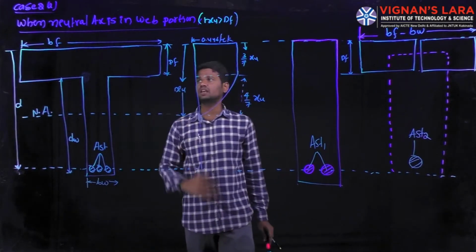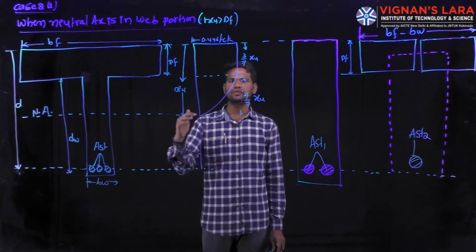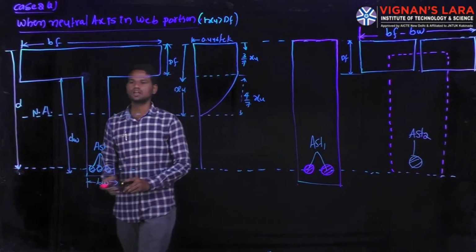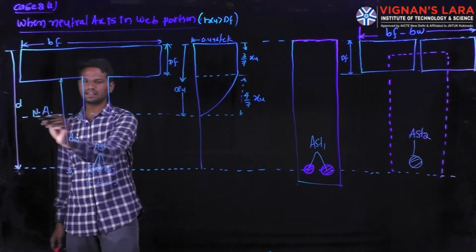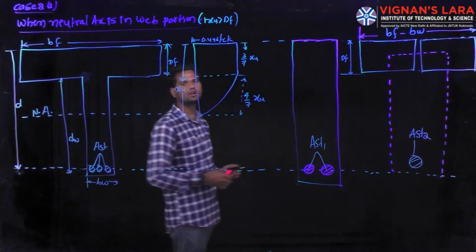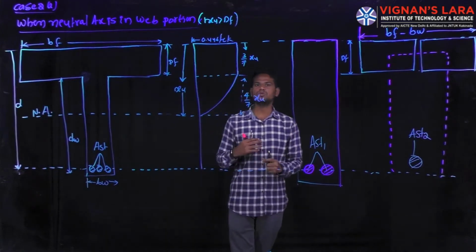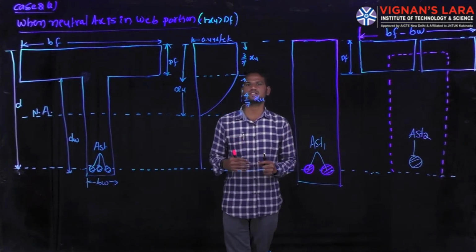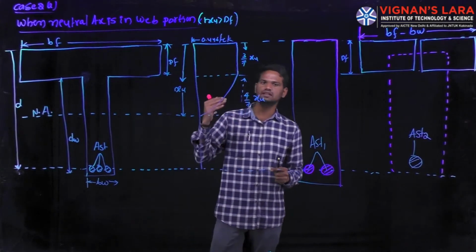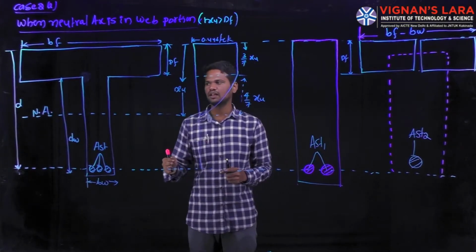Our present condition is when the neutral axis is in the web portion, that means the neutral axis is lying in this web portion. In that condition, how will the total compressive force change, how will the total tensile force change, and how will the moment capacity vary compared to when the neutral axis is in the flange?